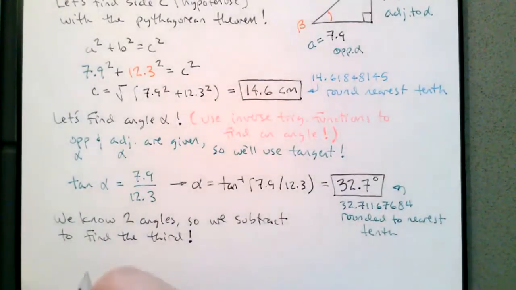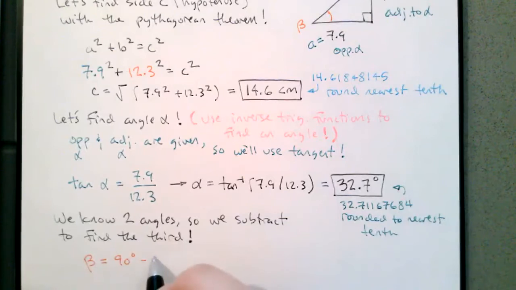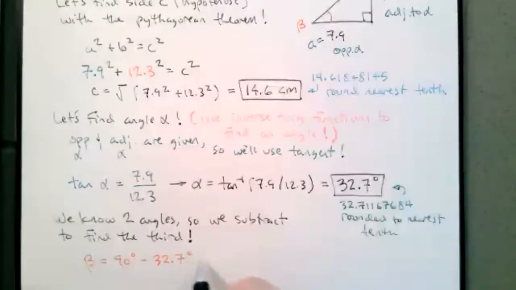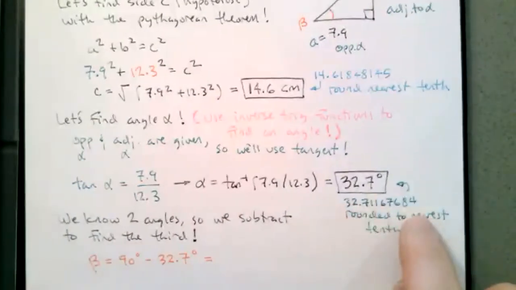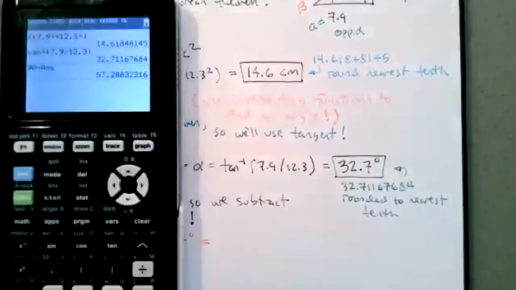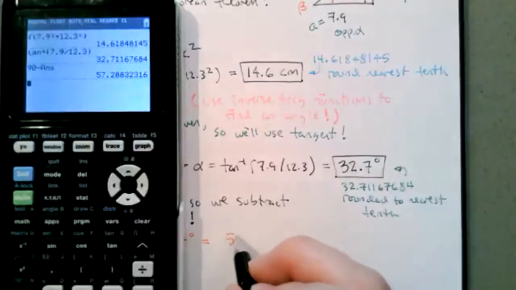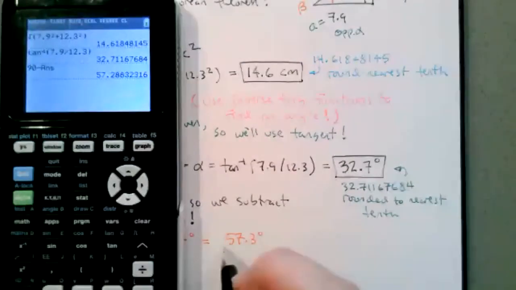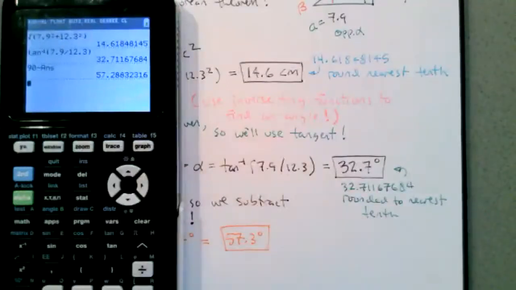So I'm just going to do beta is 90 minus alpha, which is 32.7. Notice that I'm not writing all these numbers. I'm just saying I'm subtracting 32.7. And I'm going to write that the answer is 57.3. This is what we get if we would have rounded this 57.28832316.